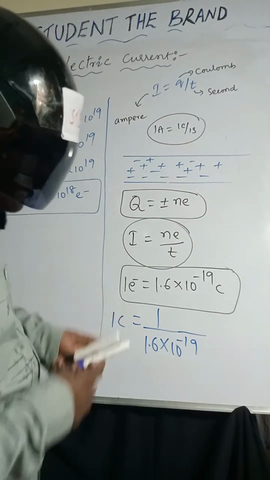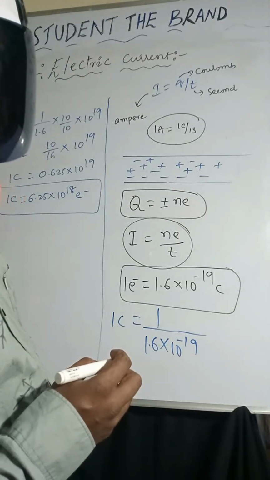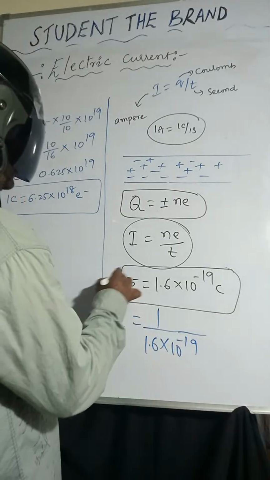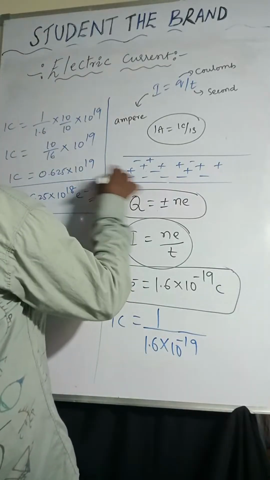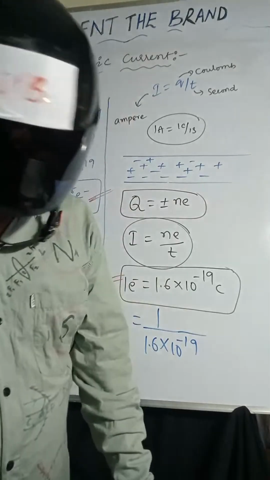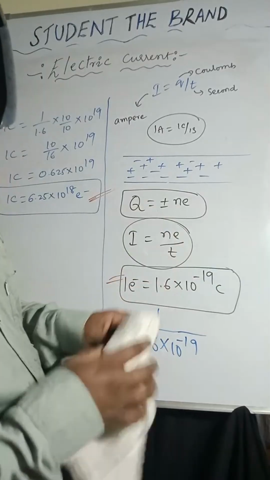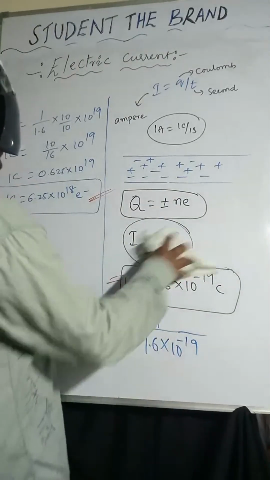So these 2 points are very, very important, the charge on one electron and the number of electrons in 1 coulomb. Remember everyone, they will ask questions related to these 2 points.